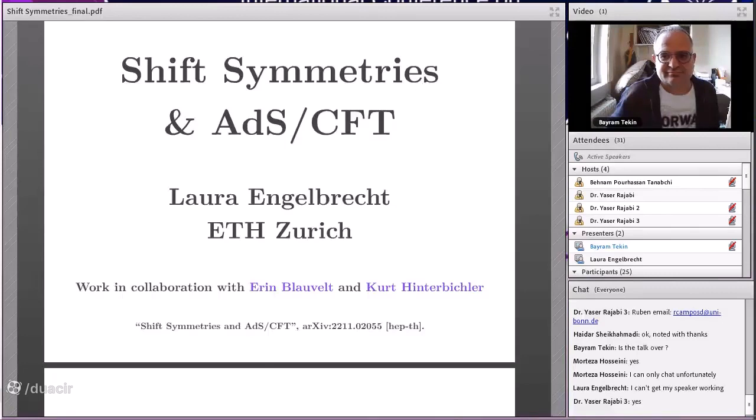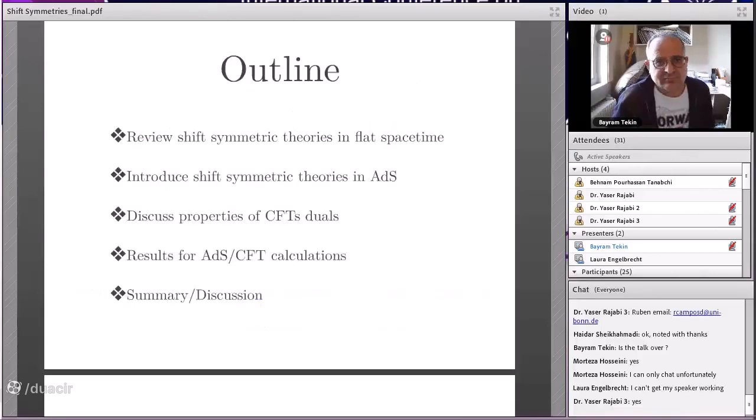So hi, I'm Laura Engelbrecht. I'm a postdoc at ETH, and I'd like to thank the organizers for the opportunity to speak today. I'm going to talk about shift symmetries and the AdS/CFT correspondence. This is work I did in collaboration with Aaron Blauvelt and Kurt Hinterbichler, which can be found in this arXiv paper here.